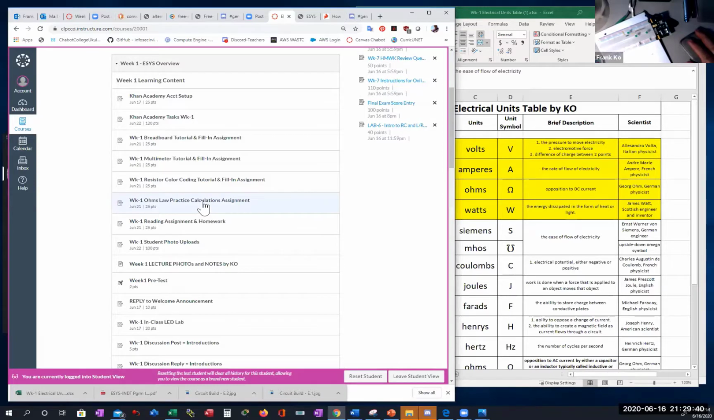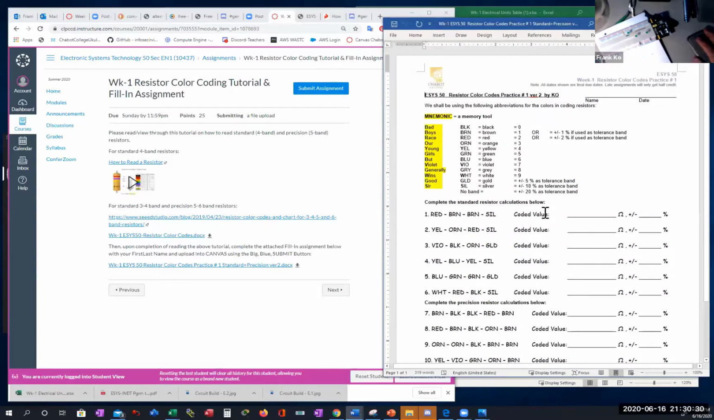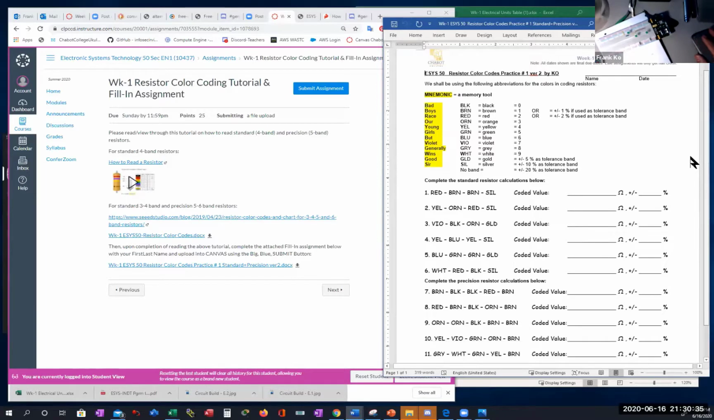Okay, so that was the Ohm's Law assignment. We have a resistor color coding one, and I do need to chat about this. Right here, resistor color coding. There is reading a resistor, and then there is a nice tutorial that you read through, and then another coding, and then the exercise. So let's take a look at the exercise and see what's in front of us. We're going to do a couple of these just to help you out. All right, so this is your resistor color coding exercise. It's a fill-in, and you have some figuring to do.